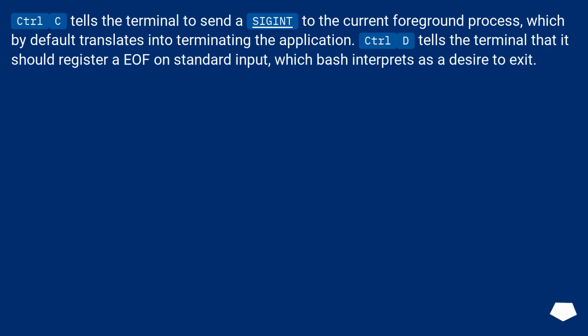Ctrl+C tells the terminal to send a SIGINT to the current foreground process, which by default translates into terminating the application. Ctrl+D tells the terminal that it should register an EOF on standard input, which bash interprets as a desire to exit.